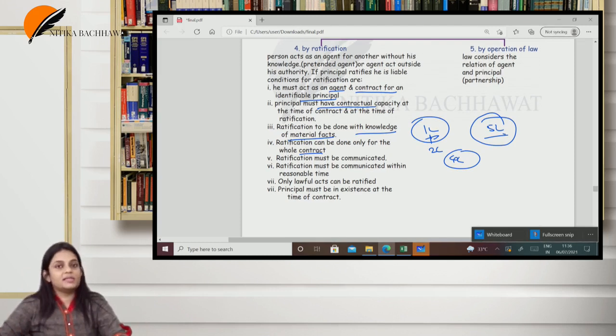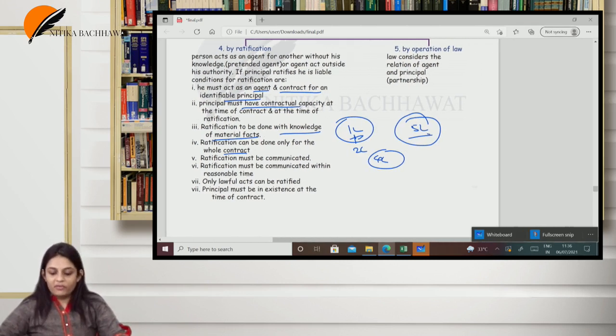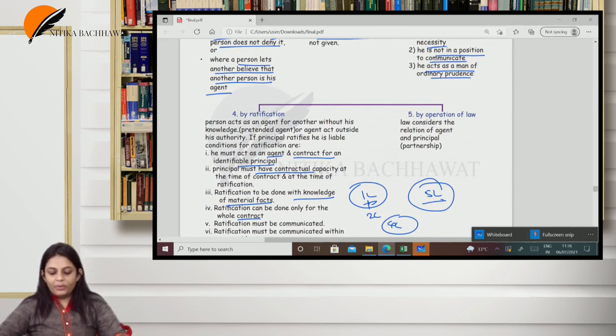Principal must be in existence at the time of contract. So basically pre-incorporation contracts, for a company which is not yet incorporated. Pre-incorporation contract can never be ratified. A new contract can be made cancelling the old contract, but it can never be ratified. And the last one, by operation of law, we have wife as an agent. We will go to it next.